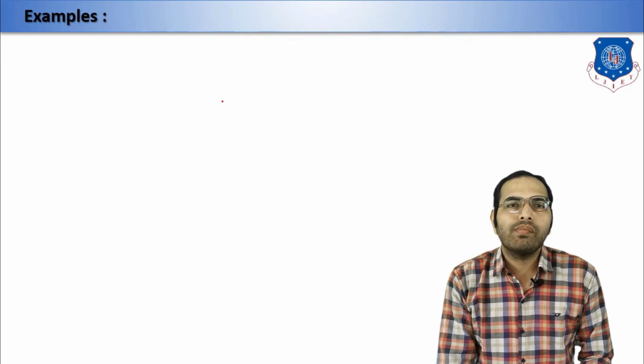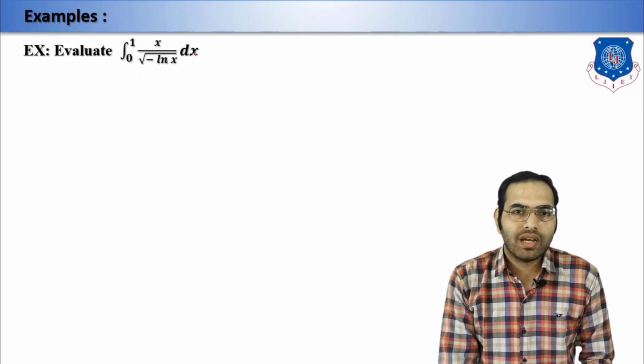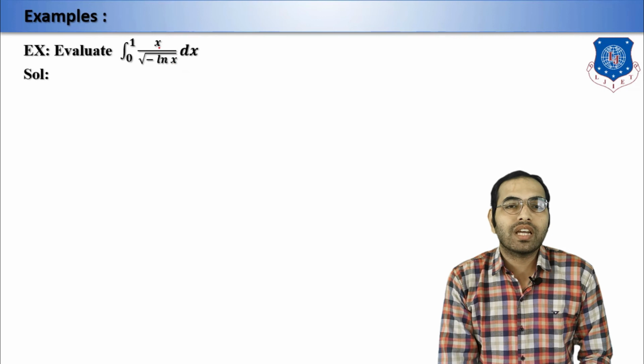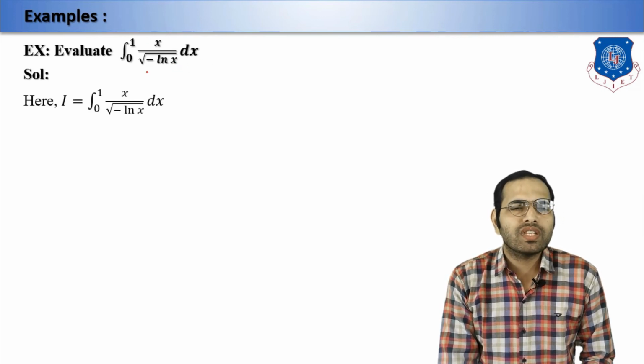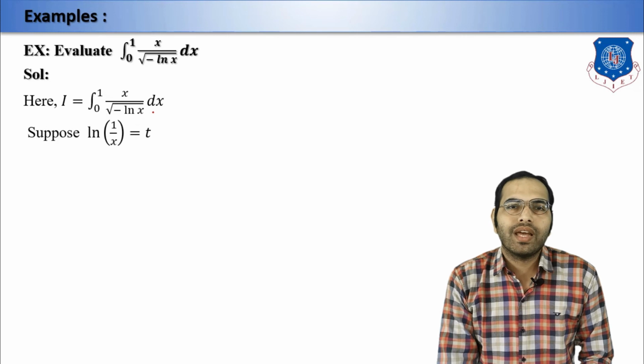Let's see one more example. Evaluate integral 0 to 1 x upon square root of minus ln x dx. Here our function is in the form of ln x. Then obviously it is in the form of gamma function, or we can solve this kind of example with the help of gamma function. Firstly, whatever integral is given, that is exactly our I. Then I equals integral 0 to 1 x upon square root of minus ln x dx.